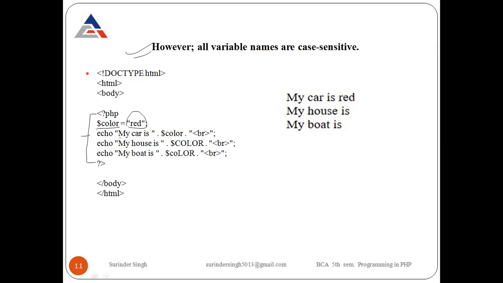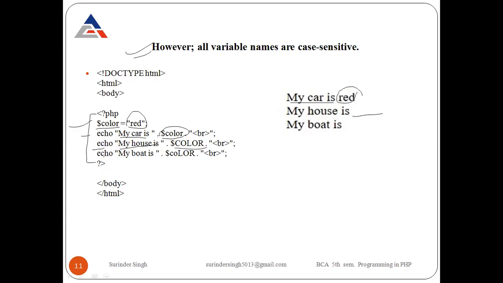First, "My car is". Here we are printing the variable as we declared it. Clear? And the output is printed. My car is red, the value of the variable. Then in the second statement, "My house is", here we are using a capital letter. So no output is printed.